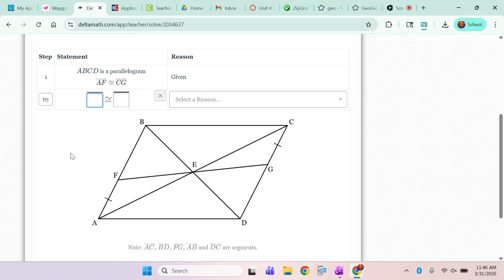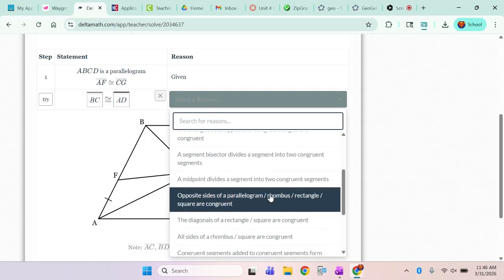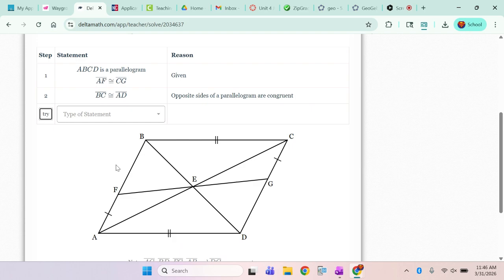Okay. So BC is congruent to AD. That could work. So these sides are congruent because opposite sides of a parallelogram are congruent. Now, does that really help us in the long run with these two triangles, though? Not really, but you know what? It gives us a good thing to start with.